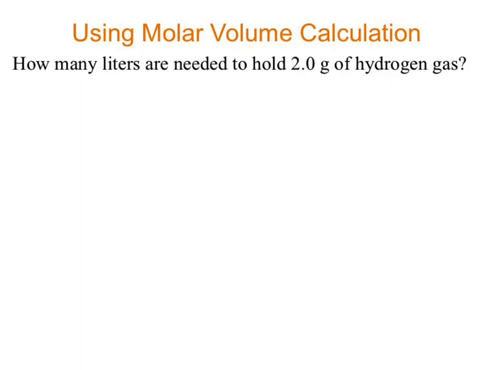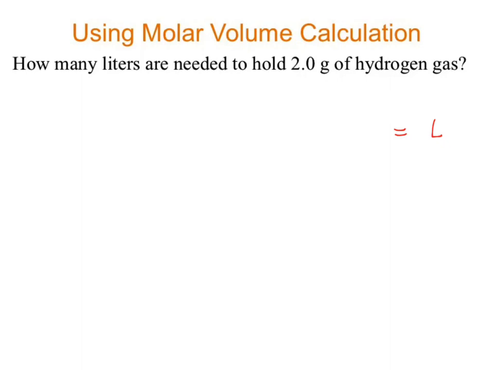This is straight from the textbook, not completely unadulterated by me. How many liters are needed to hold 2.0 grams of hydrogen gas? So let's attempt to solve this. What are we solving for? Liters. Wrong. What are we solving for? If it makes you feel better, you notice I did write the capital L. What are you solving for? Liters of hydrogen gas.